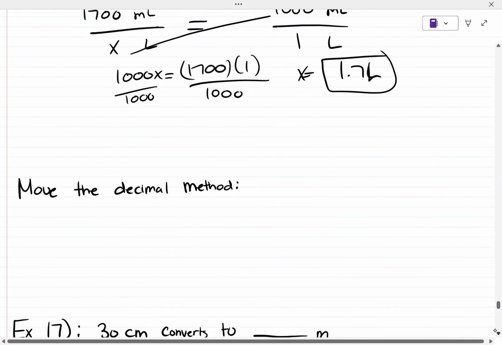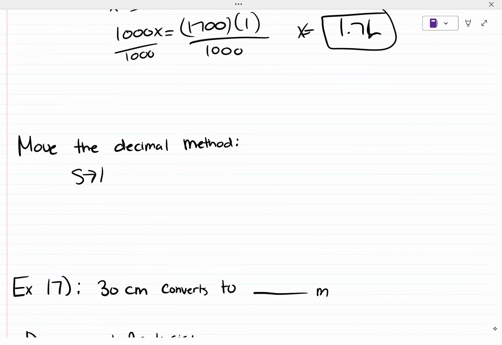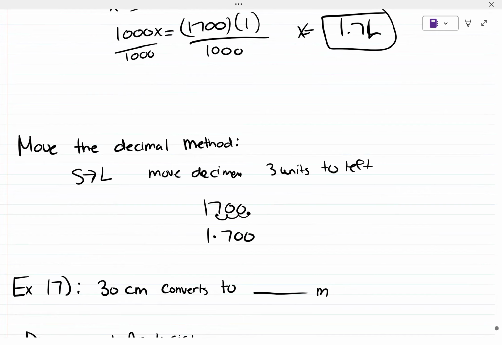Okay, move the decimal. So what are we doing? We are technically going from a smaller to a larger unit, so we're going to have to move the decimal 3 units to the left. So it's 1,700 and then move it 3 units to the left. The decimal was right here, so move it 3 units to the left: 1, 2, 3. So that's going to be 1.000. You do not include these trailing zeros, so that's why it's 1.7.